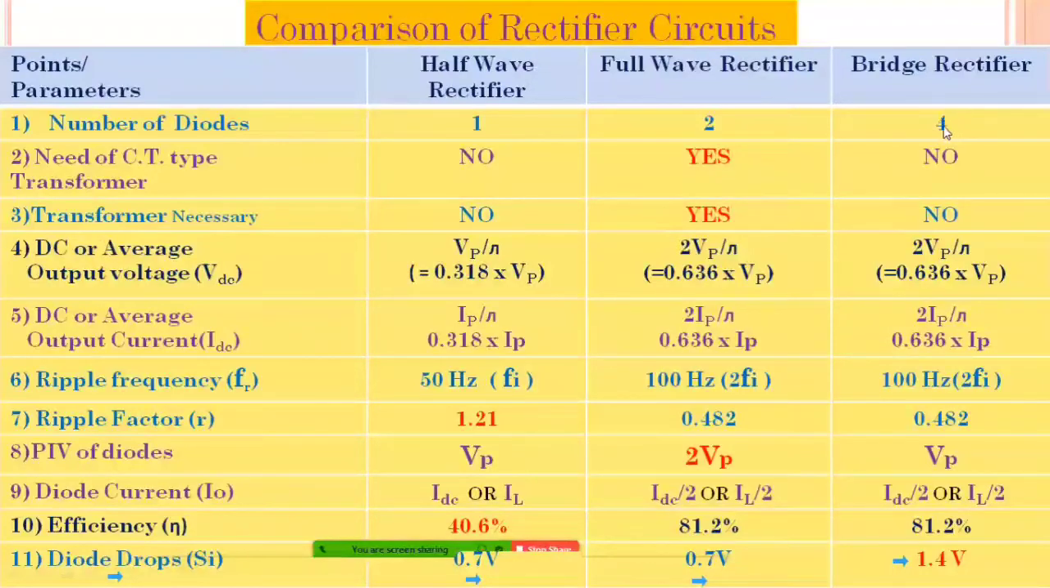And remember that the need of 4 diodes is not its drawback, because the cost of a diode is negligible compared to the cost of a center-tapped transformer. Secondly, all 4 diodes are available in a single package, the bridge, at a cost nearly equal to the cost of a single diode. Therefore, the need of 4 diodes never becomes a disadvantage of the bridge rectifier circuit.